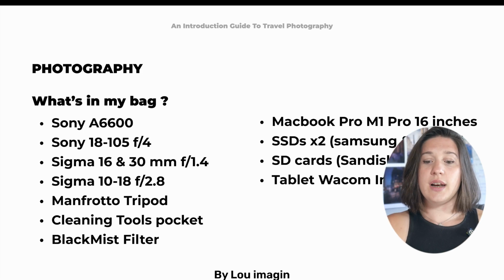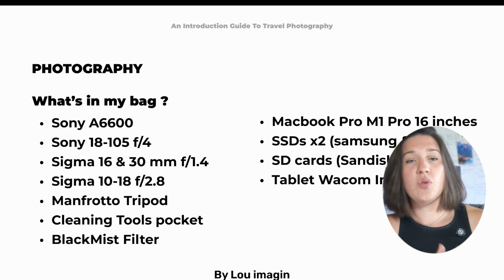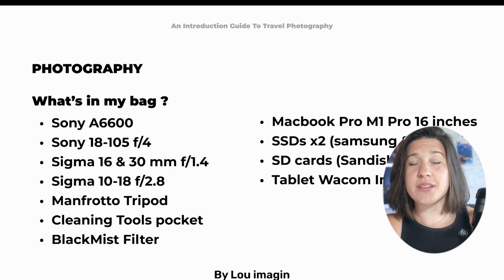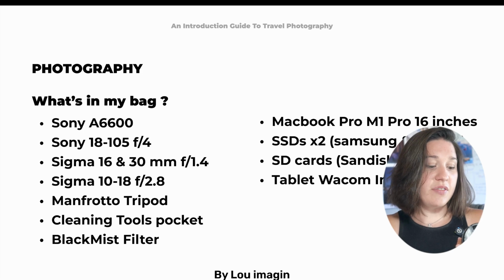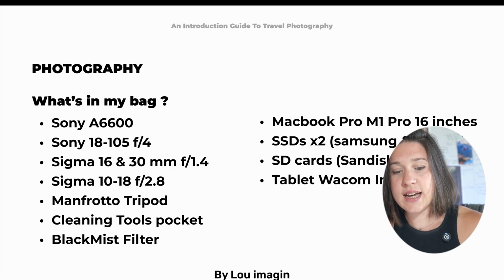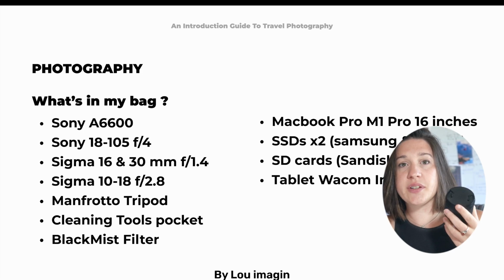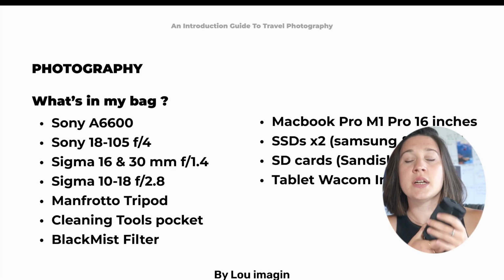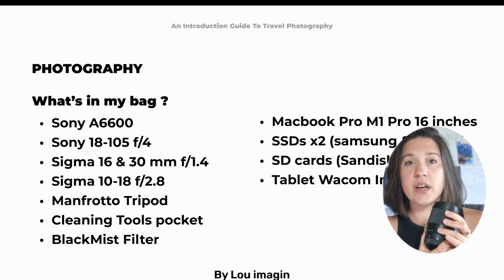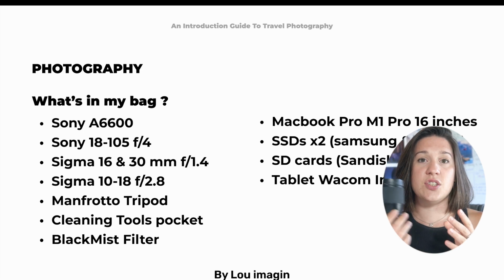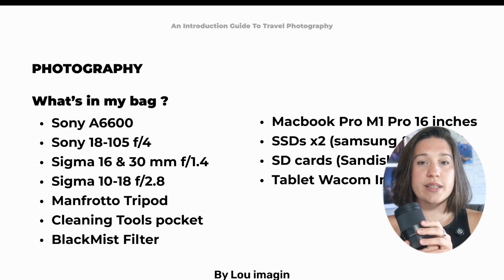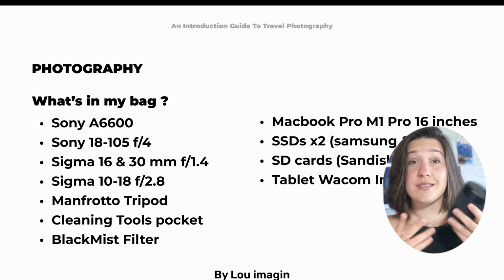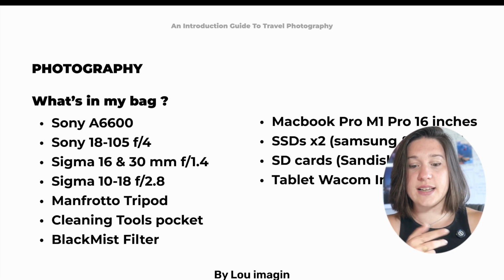When it comes to the lenses, I have the Sony 18-105 f4. This is my favorite lens. If I could bring only one, I would have this one. I love it. That's very versatile. Then I have the Sigma 16mm and the Sigma 30mm. The 16mm is very interesting for architecture photography, and it's very sharp. I really love the quality. I would say it's sharper than the Sony, but of course it's only 16mm, nothing else, so it's less versatile.